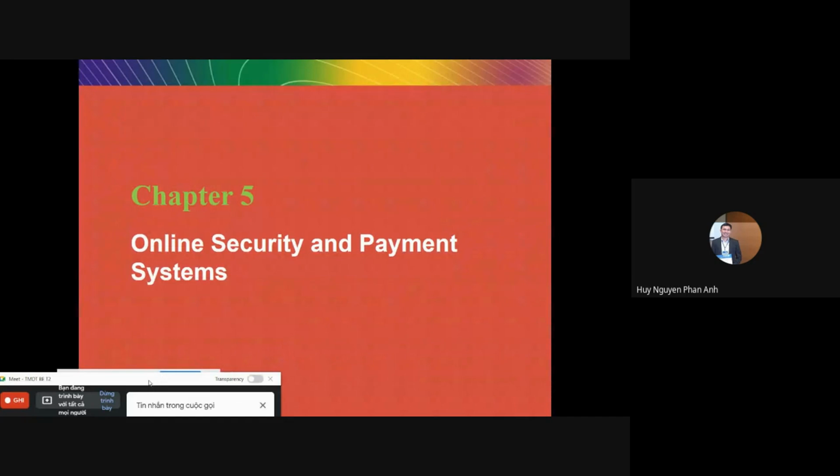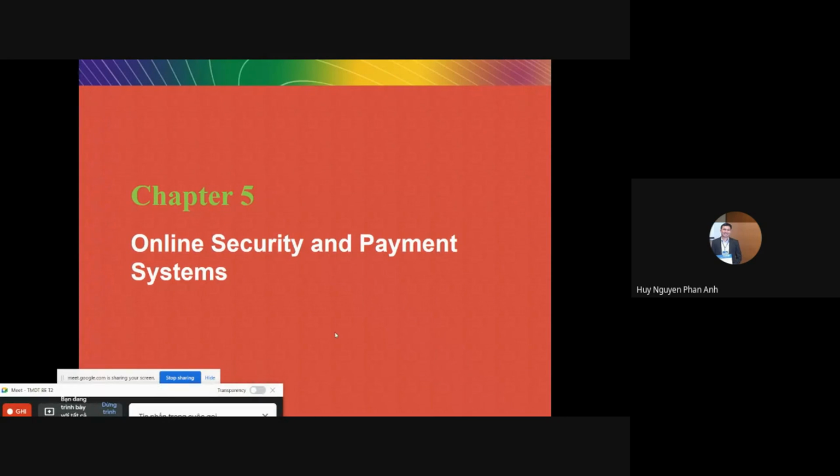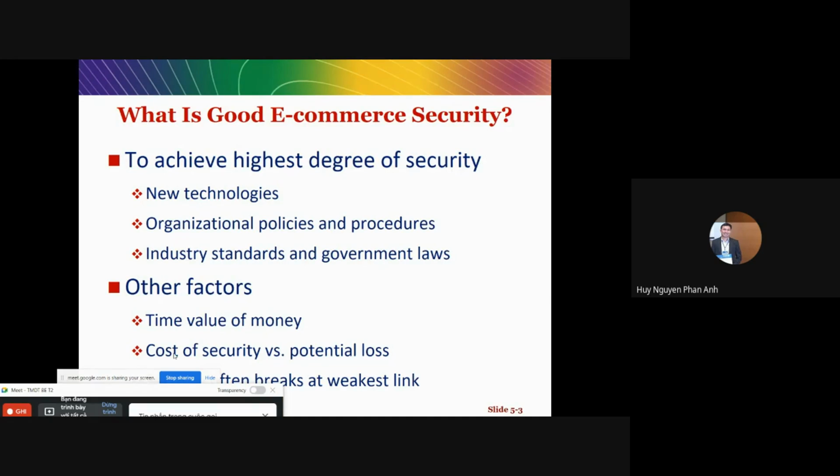So we move to chapter 5 about online security and payment systems. We have several payment systems, which are the backbone of e-commerce. Without them, we could only pay by cards or COD. But now we can use many apps, especially Momo and credit card transactions.